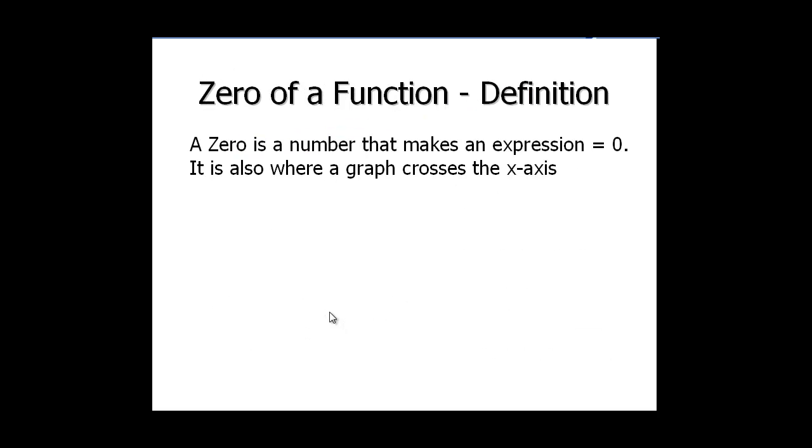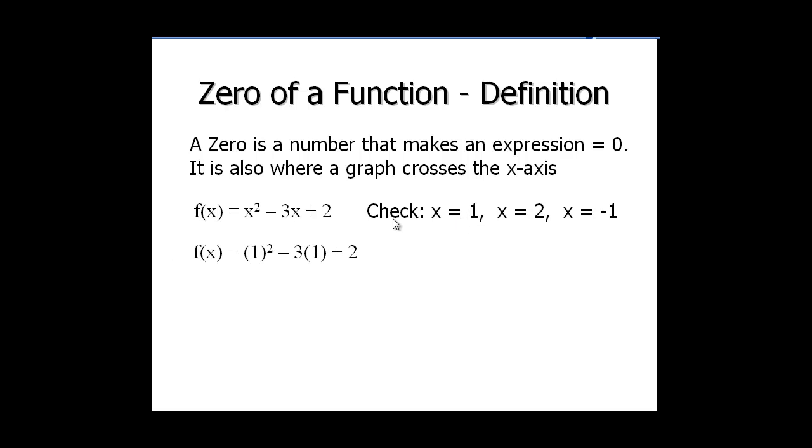Now, finding zeros of functions. A zero is simply a number that, when you plug it in, gives an answer of 0. Okay, suppose you have x squared minus 3x plus 2. Check and see, is 1 a 0? Well, when you plug in 1, you get 1 squared minus 3 plus 2, which makes 0. So yes, it is 0.